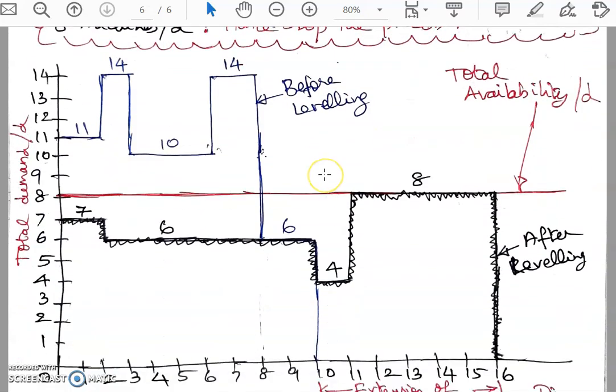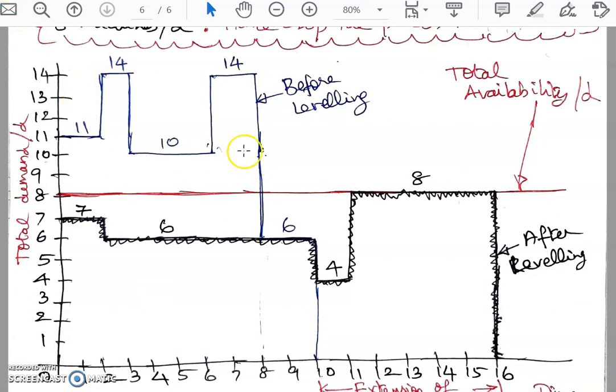Now here is the revised square network, where we are able to see what is happening. This is the original before balancing, which stops at the 10th day itself. And on most of the days, the demand exceeds the availability of 8 machines per day. And here is the graph which shows after leveling, after doing the extension process, with a 6 days extension of the project. But on all the days, the total demand is less than or equal to the availability.